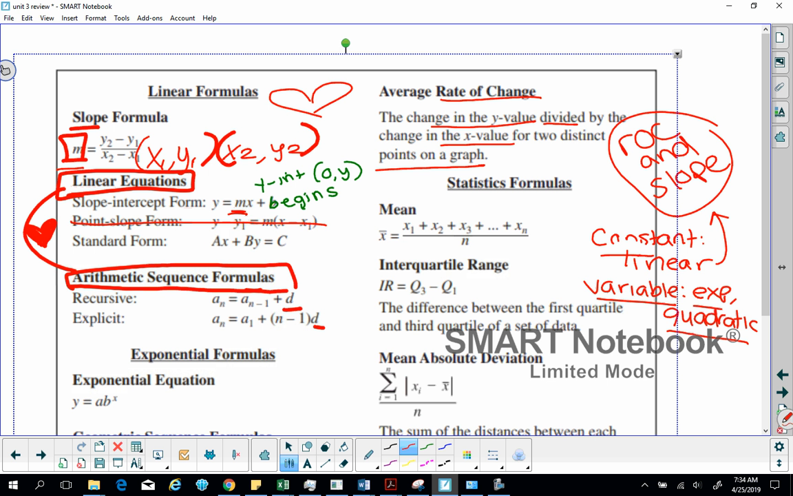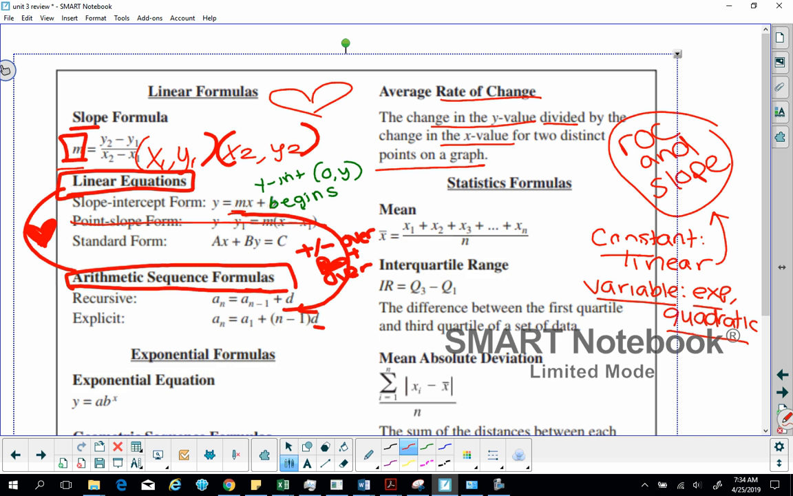Arithmetic is adding and subtracting over and over again, not multiplying. So D would be the number that it's adding and subtracting over and over again. What is that the same as up here? The M. The M and the D are the same thing. The D is basically your slope. It's what's being added or subtracted over and over.